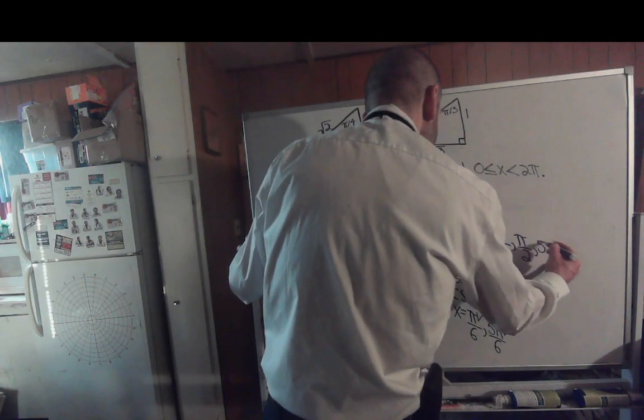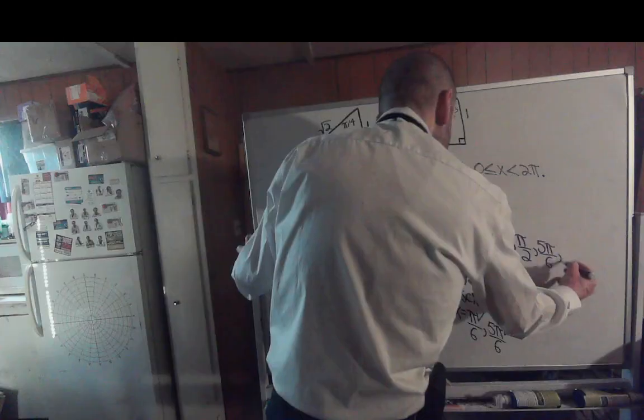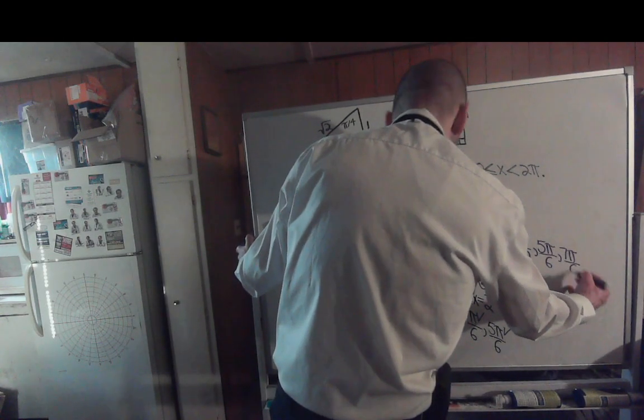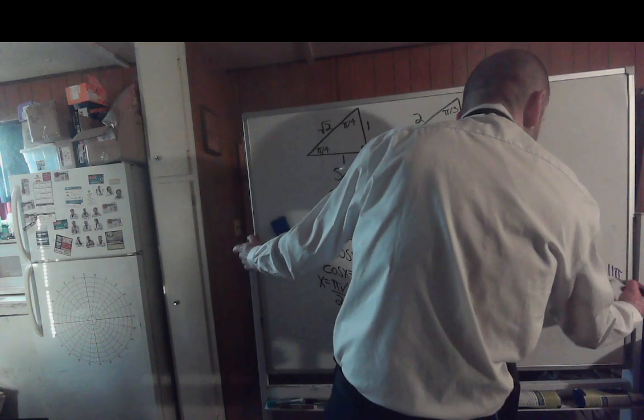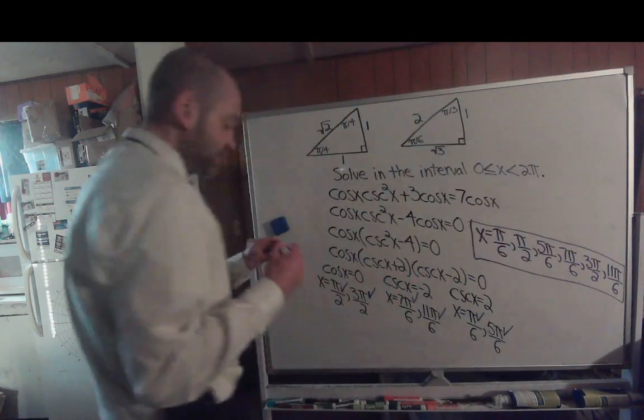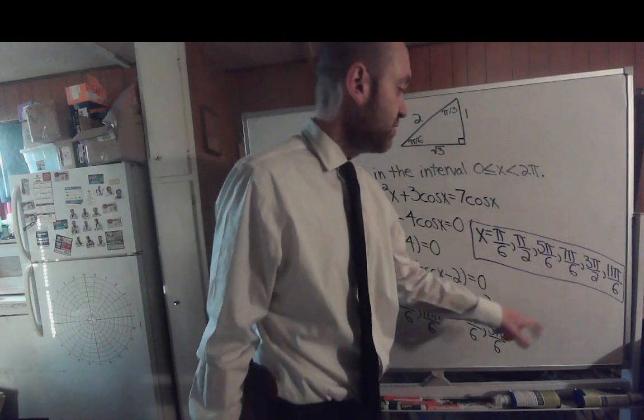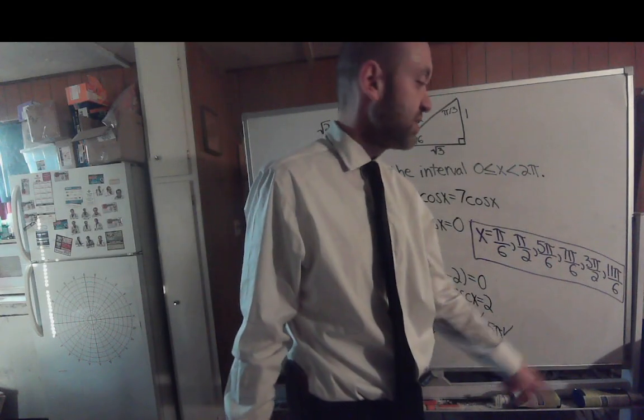So x would equal, let's start in order here, pi over 6, pi over 2, 5 pi over 6, 7 pi over 6, 3 pi over 2, and then you end up getting 11 pi over 6. So yes, we have 6 solutions to this. X equals pi over 6, pi over 2, 5 pi over 6, 7 pi over 6, 3 pi over 2, and 11 pi over 6.